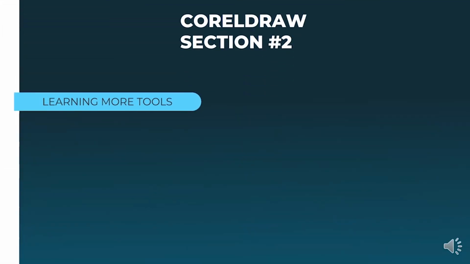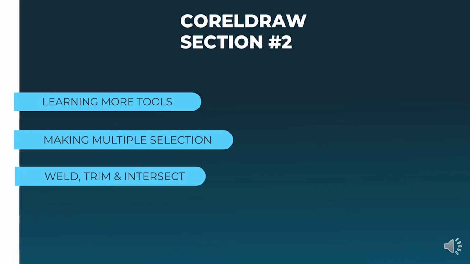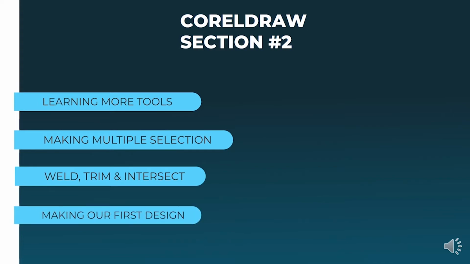In today's section, we will learn how to use more CorelDraw tools and how to make multiple selections. We will learn some interesting things we can do with objects like group and ungroup, weld, trim, intersect, and others. Finally, we will conclude this section by making our first design.